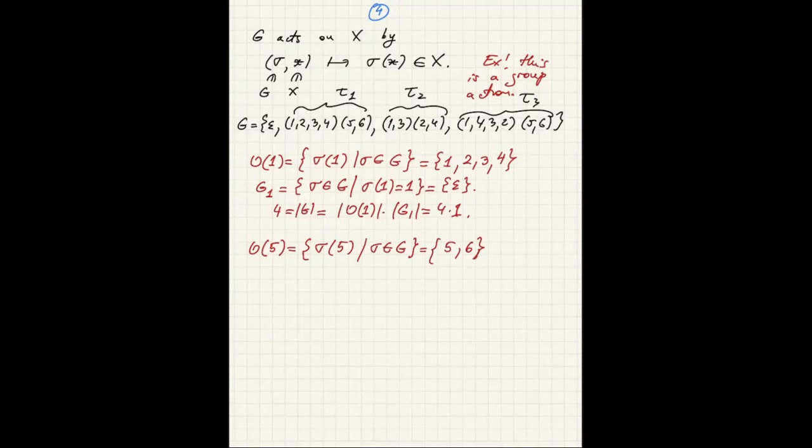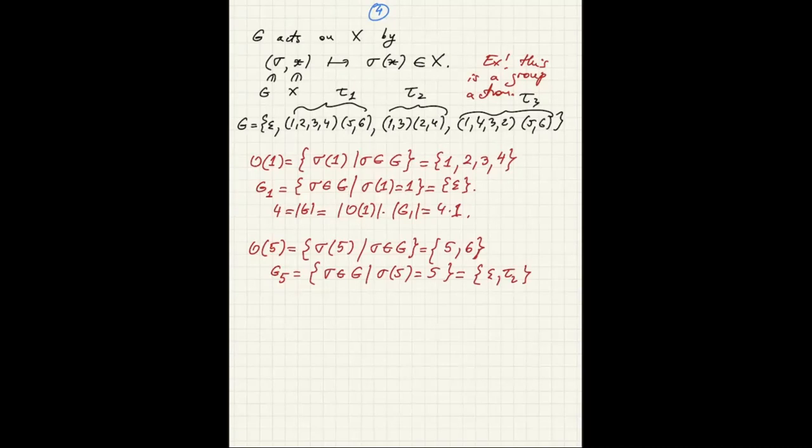And you can guess now what the cardinality of G5 will be. It's all the permutations sigma in G such that sigma of 5 equals 5. What are they? They're going to be the identity and tau 2. And this is a subgroup of order 2 of G, the same as before. The product of these two sets is 2 times 2, which is the cardinality of G, which is 4.